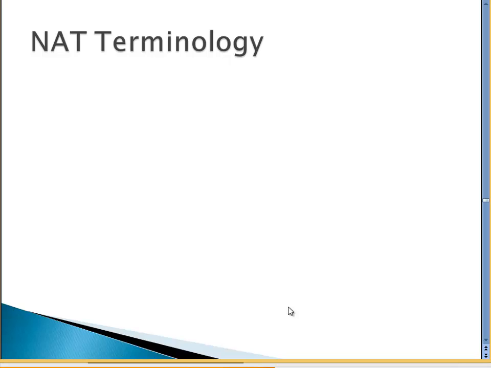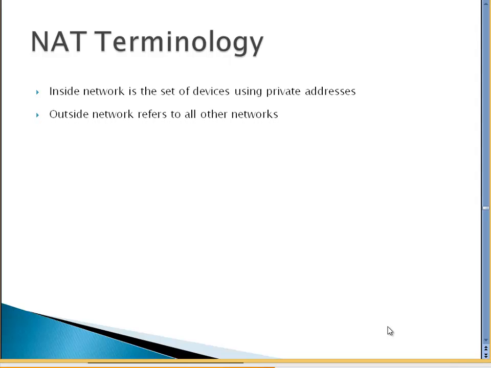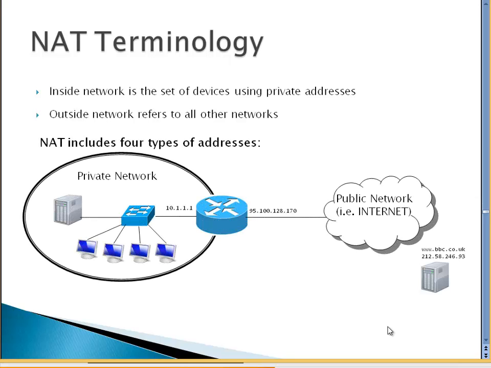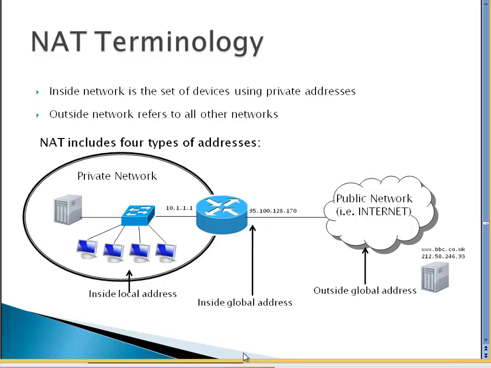The terminology for NAT: we have the inside network, which is a set of devices using private addresses. Then we have the outside network, which refers to all other networks. NAT includes 4 types of addresses. We have the inside local address, then we have the inside global address, that could be the interface address of the router, or it could be some global addresses that we have purchased. Then we have the outside global address and the outside local address.